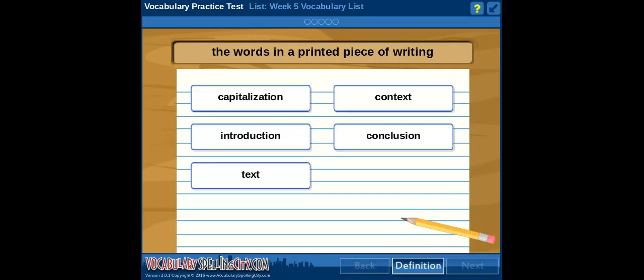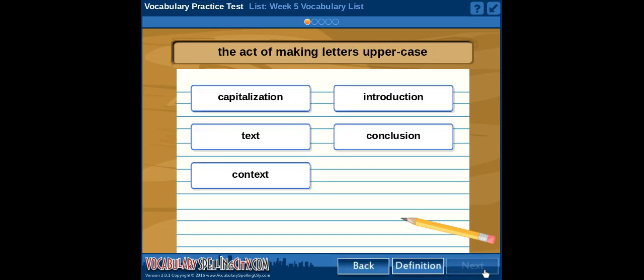Get ready for the practice test. Don't peek at your list. Begin. Choose the word that's being defined. The words in a printed piece of writing. Well, let's go through capitalization. Nope, that's capitalizing words or letters. Introduction, that is the beginning of something. So I don't think that has anything to do with words in a printed piece of writing. Text. I think it's text.